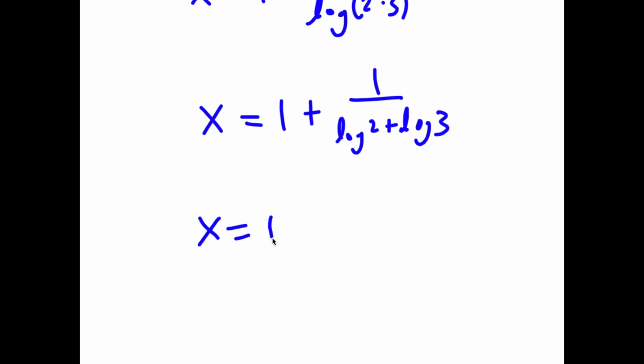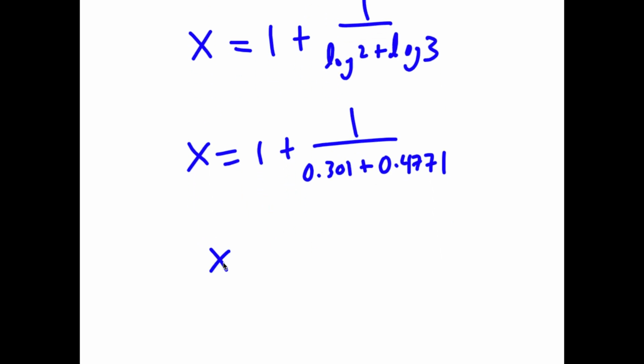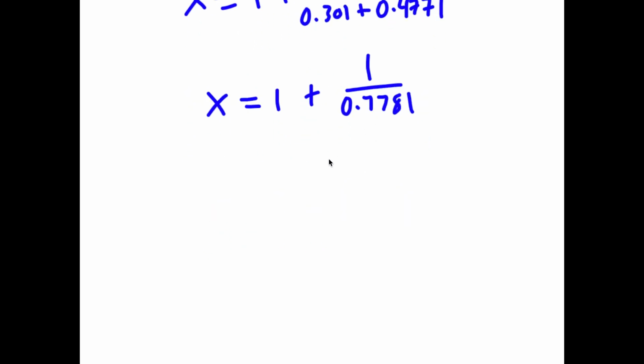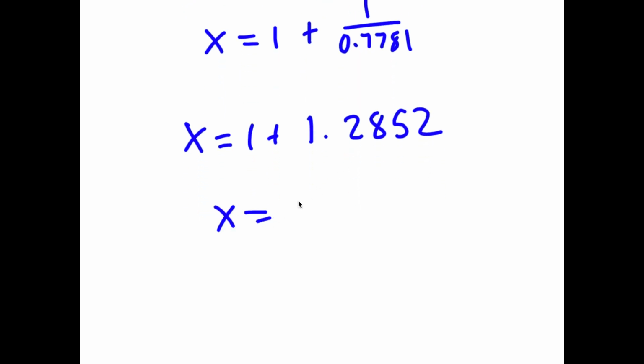So now log 2, that's equal to 0.301 plus log 3, that's equal to 0.4771. So if I add these two together, I get x is equal to 1 plus 1 over 0.7781. And now 1 divided by 0.7781, that's equal to 1.2852. So now 1 plus 1.2852 is 2.2852.